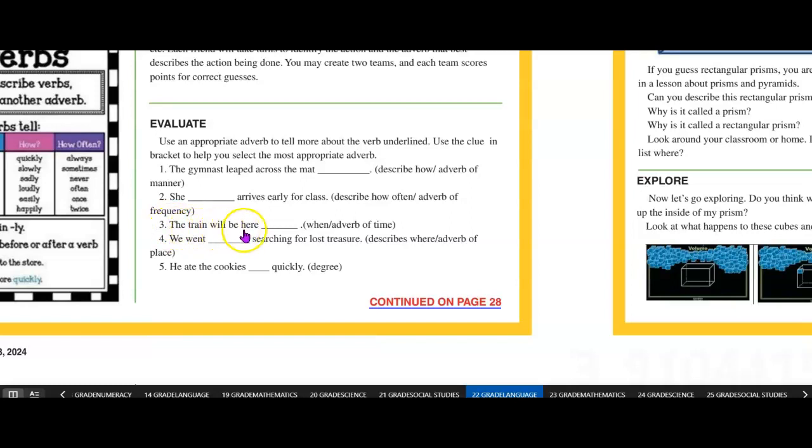Number 3, the train will be here. When, or adverb of time. The train will be here soon. Number 4, she went searching for lost treasure. Describes where, adverb of place. She went there searching for treasure. Number 5, he ate the cookies quickly. Degree. He ate the cookies very quickly.